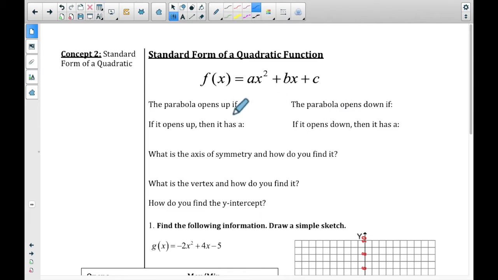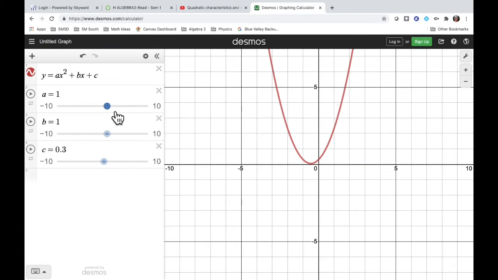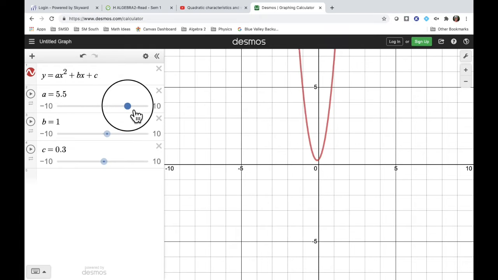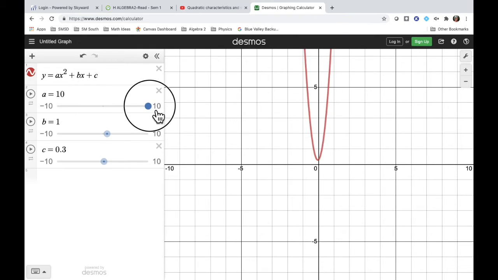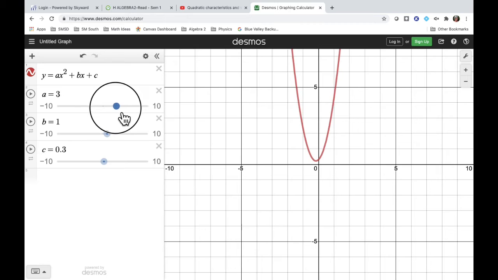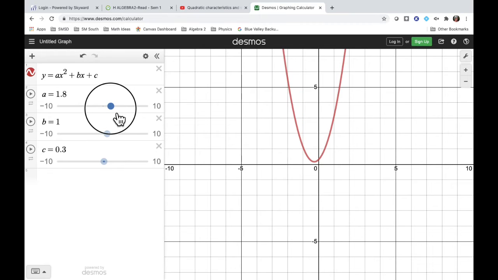If I have this function, sometimes it's going to open up, sometimes it's going to open down. Let me show you what I have on Desmos. So here I am on Desmos. You can see I have my function here. Right now my a is at 1. If I make that a value larger, notice what happens. It's getting skinnier, right?